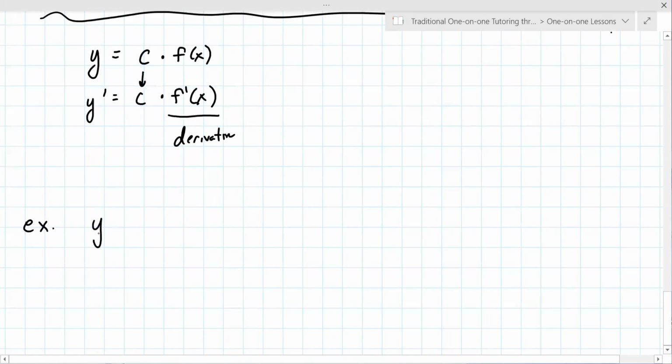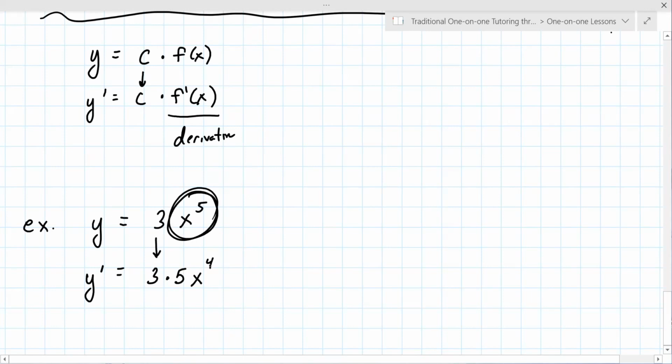So let's say y equals 3x to the 5th. The derivative is you bring the 3 down, and then what's the derivative of x to the 5th? We just did a bunch of those. 5x to the 4th, right? Now these are multiplying, so you have to multiply these together. So that's 15x to the 4th. Okay.